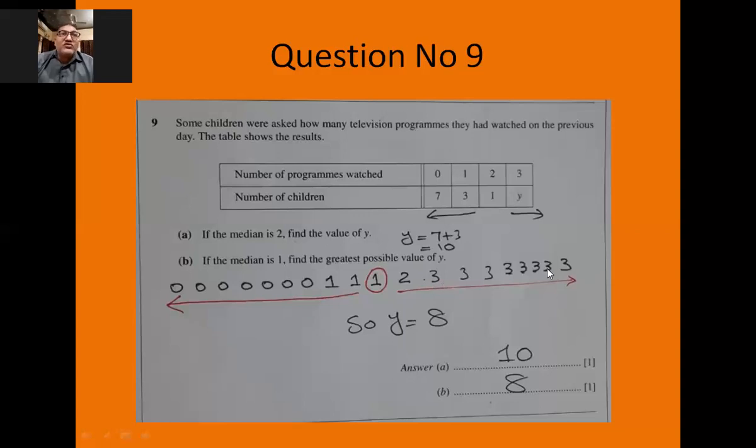One of them is 2. The rest of them are 3. So 3 is how many times there? 1, 2, 3, 4, 5, 6, 7, 8, 8 times. So the Y value should be 8. This question is purely conceptual. And I hope that you understand this.